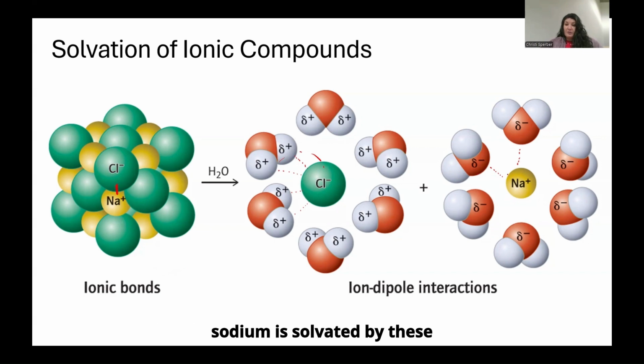The sodium is solvated by the ion dipole interactions between the partial negative dipoles on the oxygens of the waters, and the chloride anions are solvated by water molecules with ion dipole interactions between the partial positive charges on the hydrogens of the water molecules.